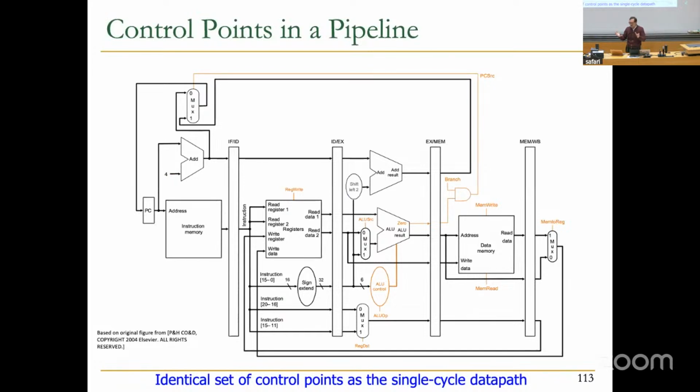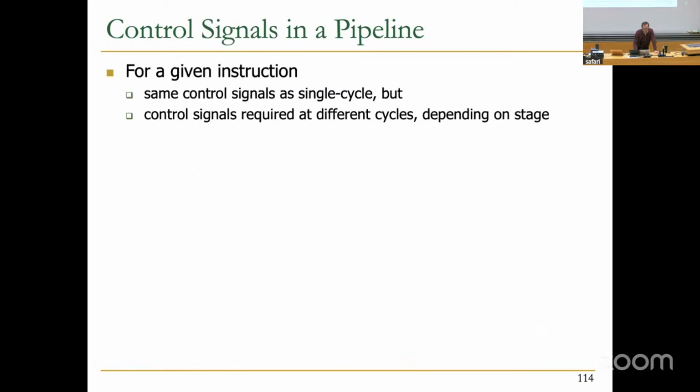Okay, let's talk about control points in a pipeline. This is where the single cycle is actually quite useful. You basically take the single cycle design, and you have the identical set of control points as the single cycle data path, except you have some more registers, the pipeline registers. So this is actually very similar to the single cycle processor we designed, except it has these pipeline registers also. This is a 5-stage pipeline: fetch, decode and read registers, execute, memory access, write back. And you have 4 pipeline registers in between stages. But the control points are exactly the same as the single cycle data path, and you can confirm this on your own if you would like.